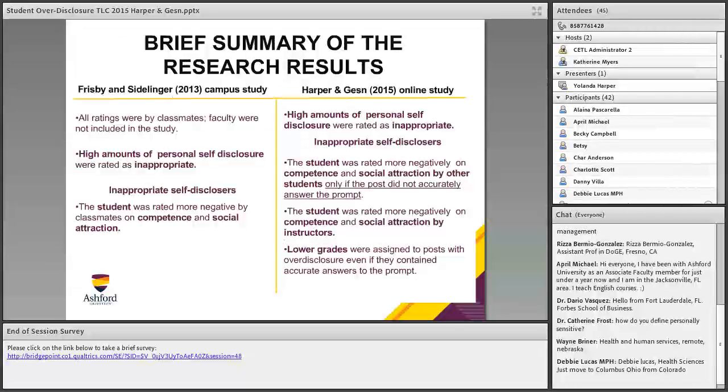Now, faculty, on the other hand, rated high disclosures as inappropriate, less competent, and less socially attractive, even if they answered the discussion prompt with accurate and relevant academic content. Faculty also assigned lower letter grades to discussion posts with high levels of inappropriate self-disclosure.